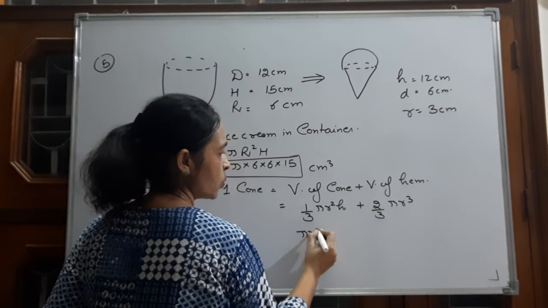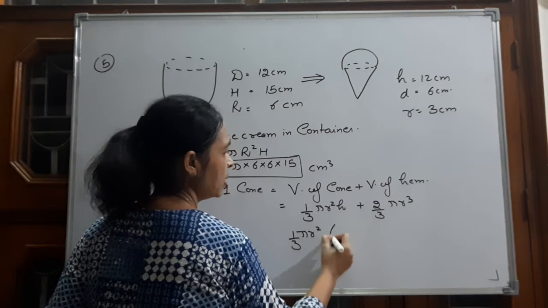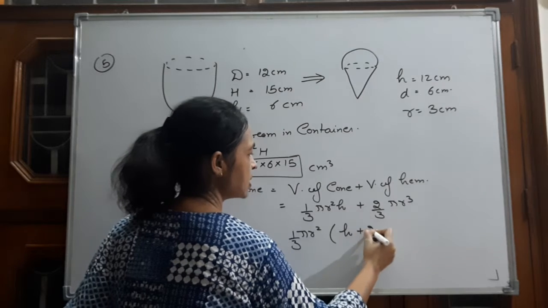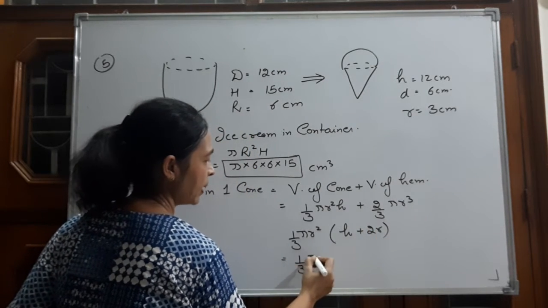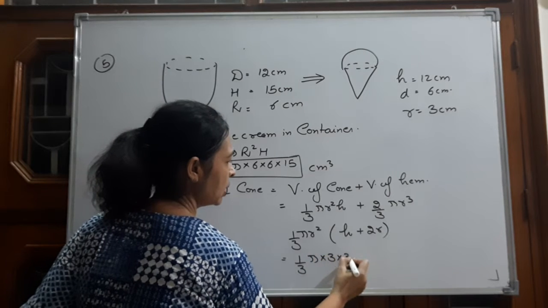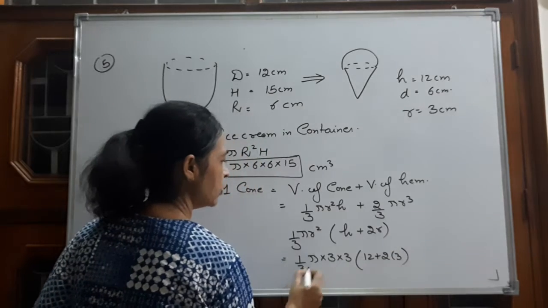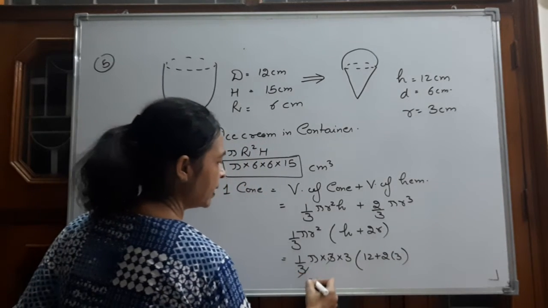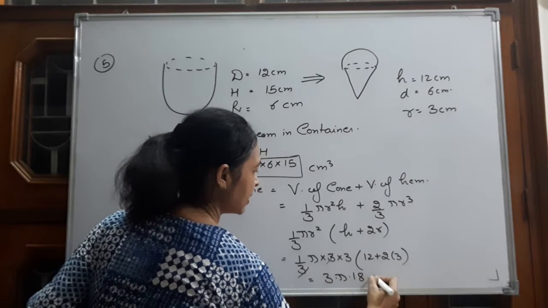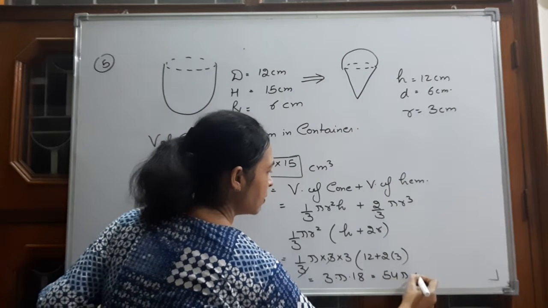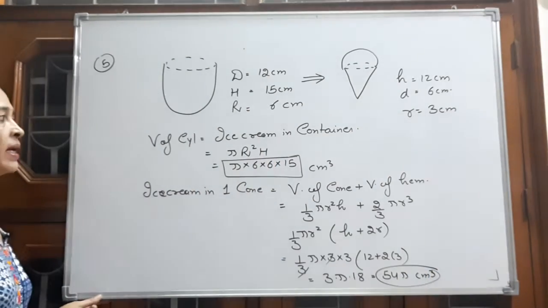Taking pi r square common, 1 by 3 is also common. What is left? h plus 2r, that is 1 upon 3 pi into radius 3 into 3, height is 12 plus 2 into 3. 3 and 3 get cancelled. What do we get? 3 pi into 18, that is 54 pi is the volume of ice cream in one ice cream cone.